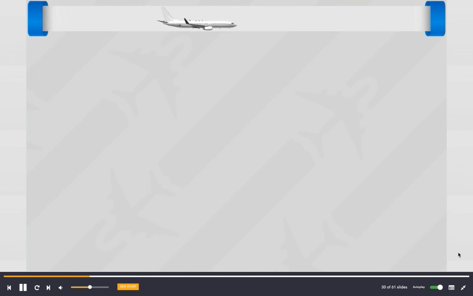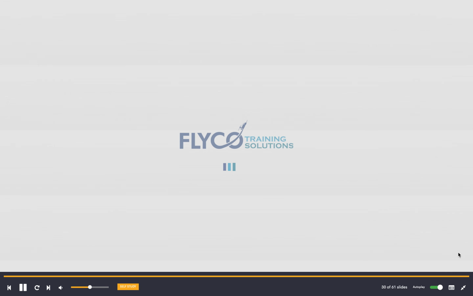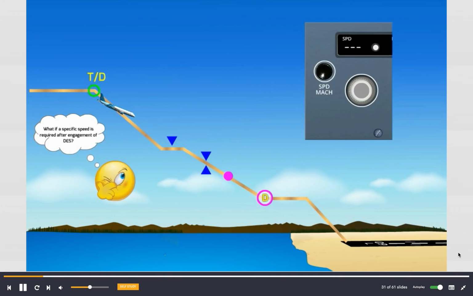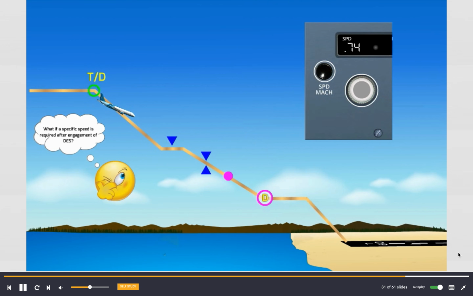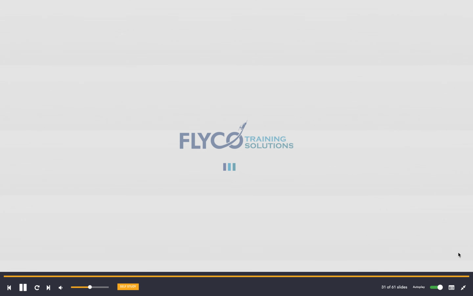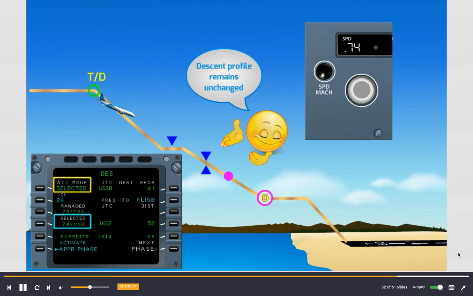Manage descent with selected speed. Once the FMS switches to descent phase, the managed speed cannot be modified. If a specific speed is required after the descent has been engaged, set the speed on the FCU and pull the speed selector. The performance page shows selected with the associated value. The descent profile remains unchanged.